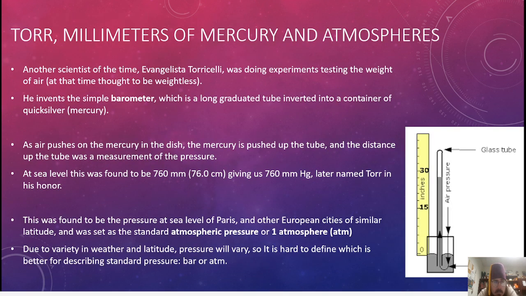Now, with that in mind, around the same time, another scientist, Evangelista Torricelli, was doing similar experiments testing the weight of air, because at the time many scientists believed air to be weightless. In the process, he invented the simple barometer, which is essentially a long graduated tube. He fills this container with mercury, quicksilver as it was known, and inverts it into a tub of mercury.